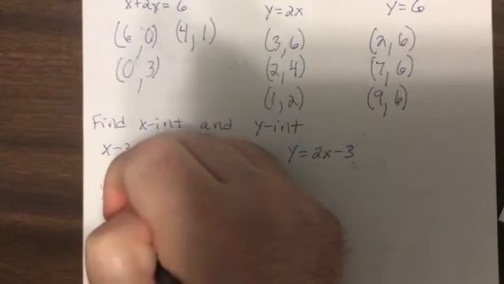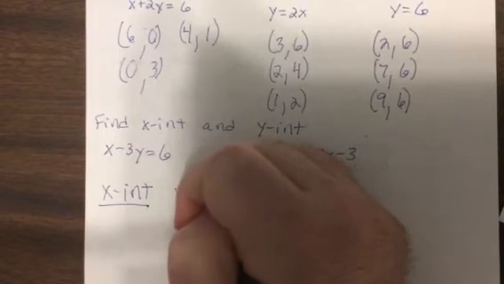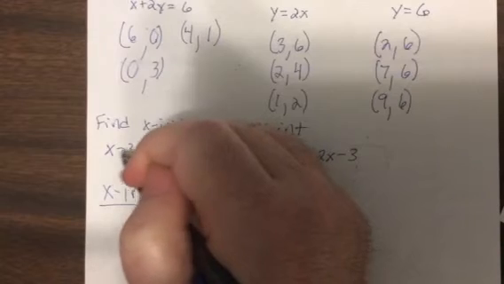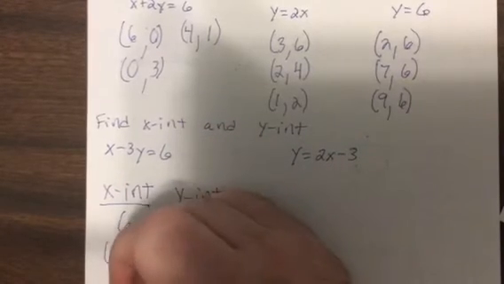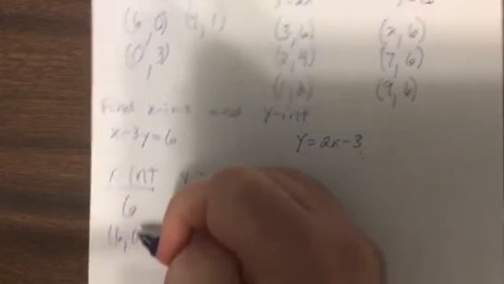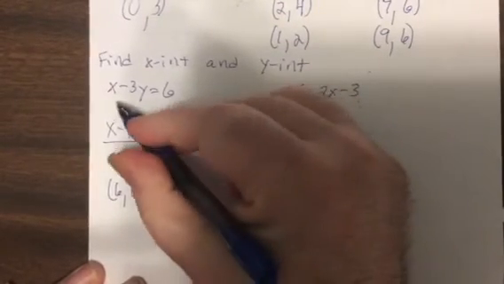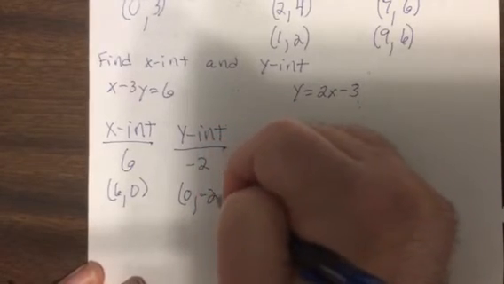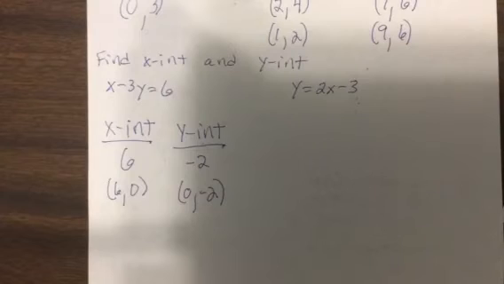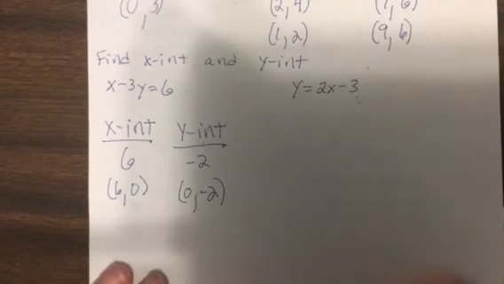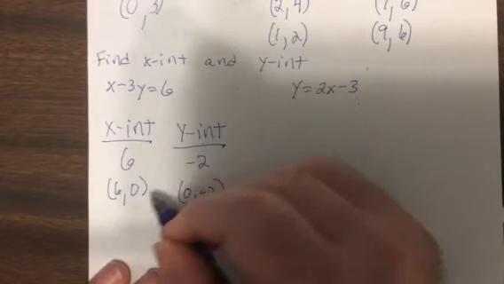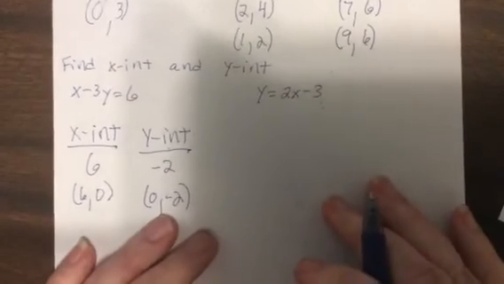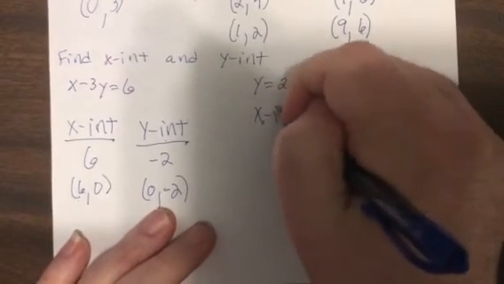Now on a test, I like to do this: x-intercept, y-intercept. So put 0 in for y to find the x-intercept. So that's 6, or the point 6, 0, because y is 0. And then put 0 in for x, divide by negative 3. So that'd be negative 2, or 0, negative 2. Now, if I said graph it, you would put a dot at 6, 0, a dot at 0, negative 2, and connect them. So this one, x-intercept, y-intercept.